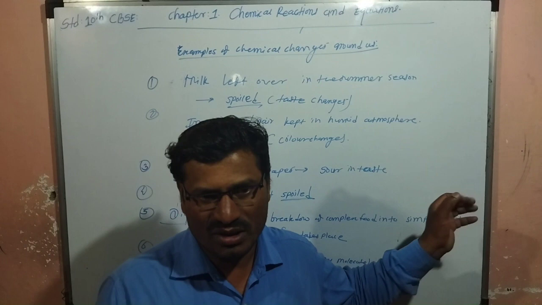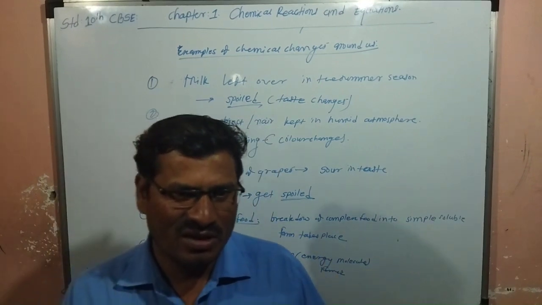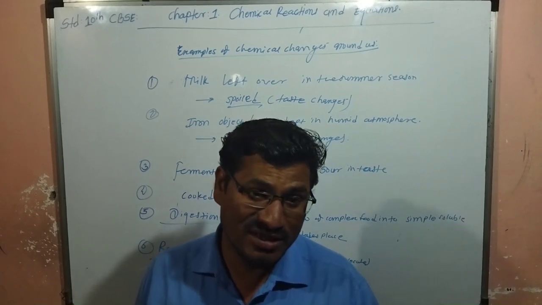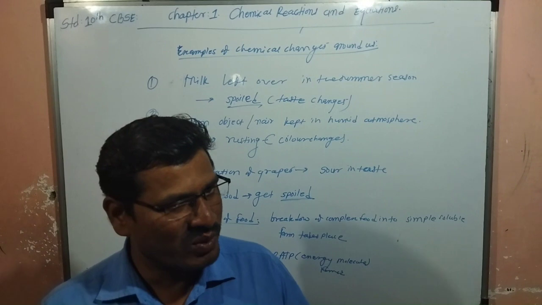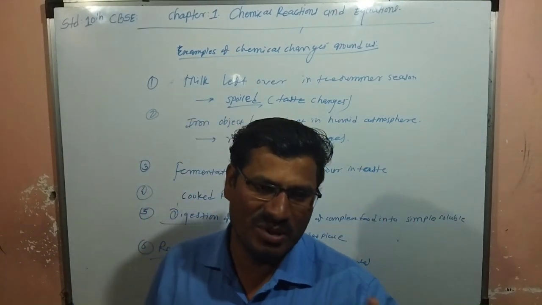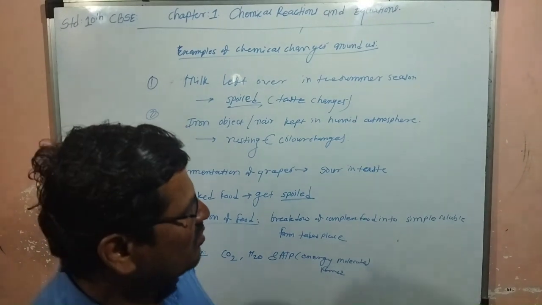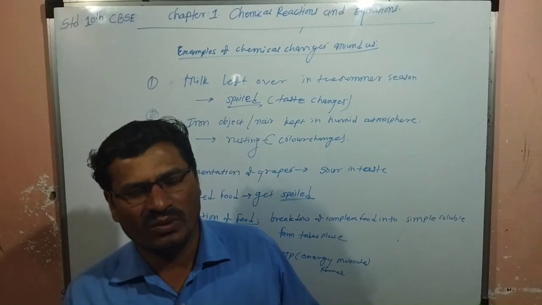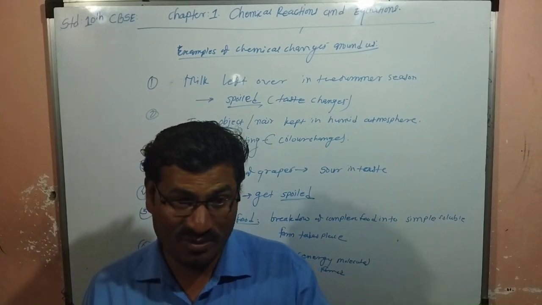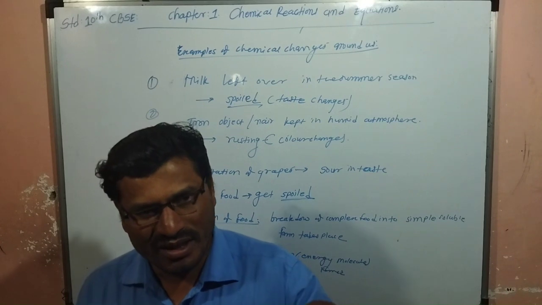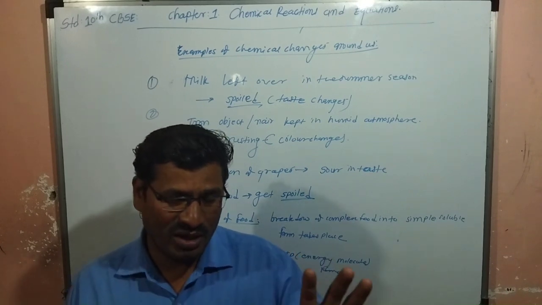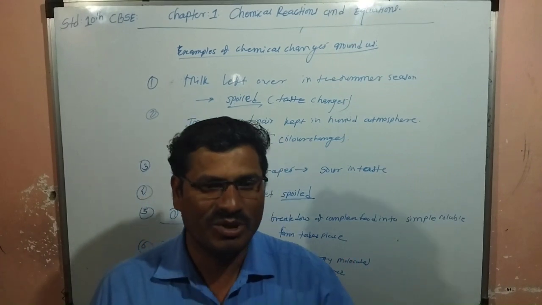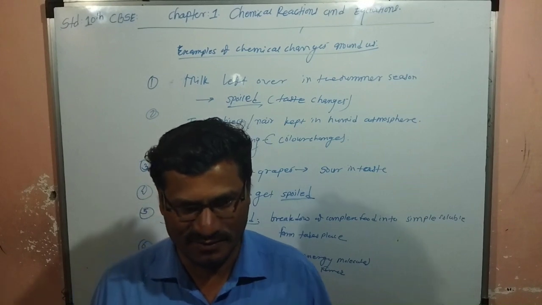So if you observe all these examples, you will understand that some changes take place in these substances, and these changes are irreversible. So you can say all these examples are of chemical change. Whenever and wherever chemical change occurs, that chemical change is followed by chemical reaction.